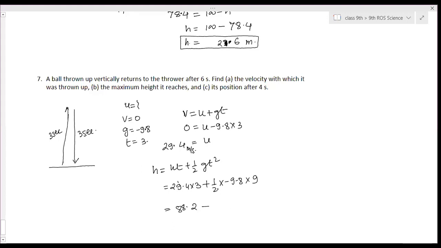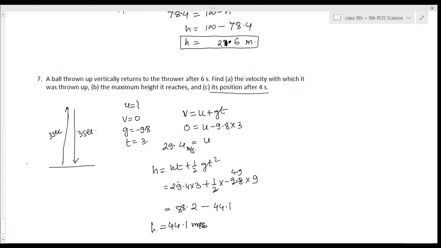88.2. Oh my god, I got 4.9 into 9. What's the answer of this one? 44.1. So the answer is yes, 44.1 meters is the H value. Now the third part to calculate is its position after 4 seconds.